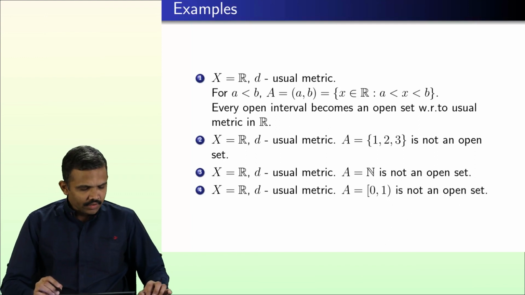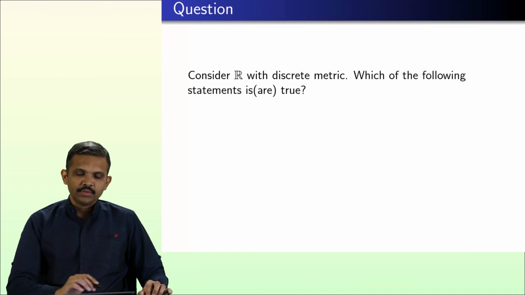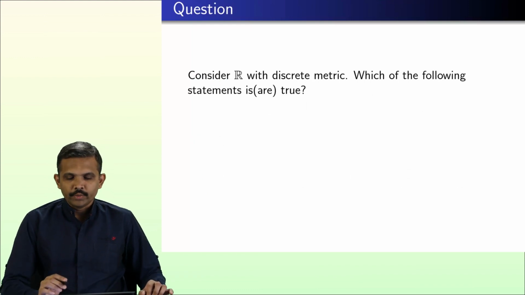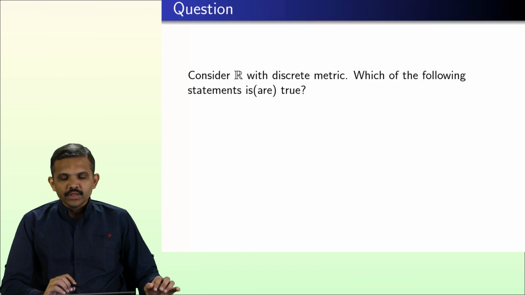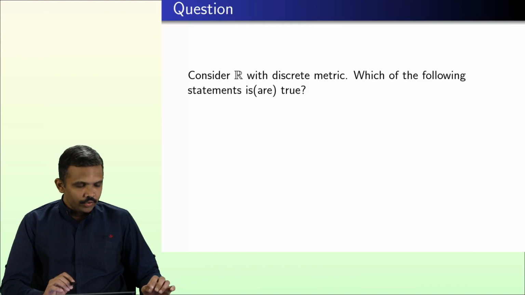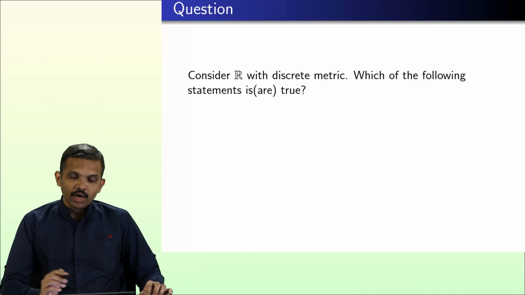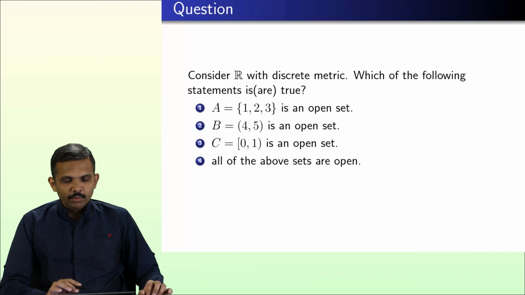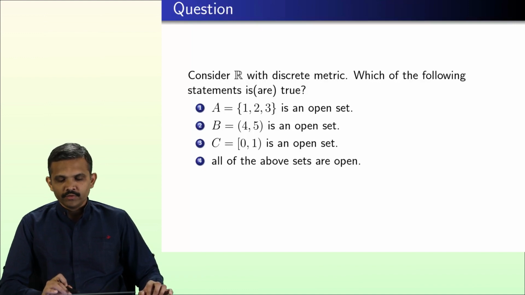Now, let us deal with something different. So, let me ask you a question. Consider R with the discrete metric. Now, which of the following statements is or are true? Statement 1 is saying A equal to {1, 2, 3} is an open set. Another statement is the open interval 4 to 5 is an open set. The interval closed 0 to open 1 is an open set.